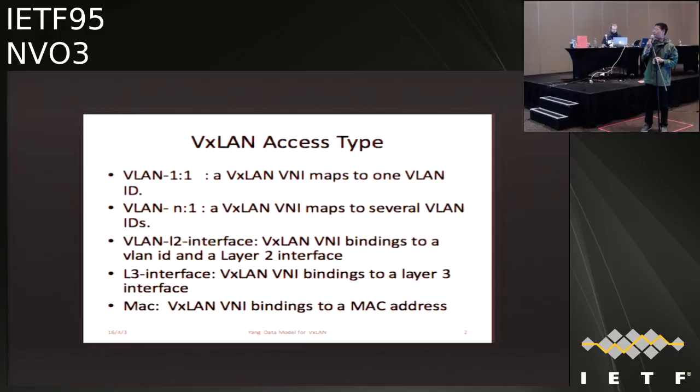We defined 5 types for the VxLAN access type. One is VLAN 1 to 1, and VLAN N to 1, VLAN L2 interface, L3 interface, and MAC address. For the second one, VLAN N to 1, we think that N should be greater than or equal to 2. So I will describe these 5 types one by one.